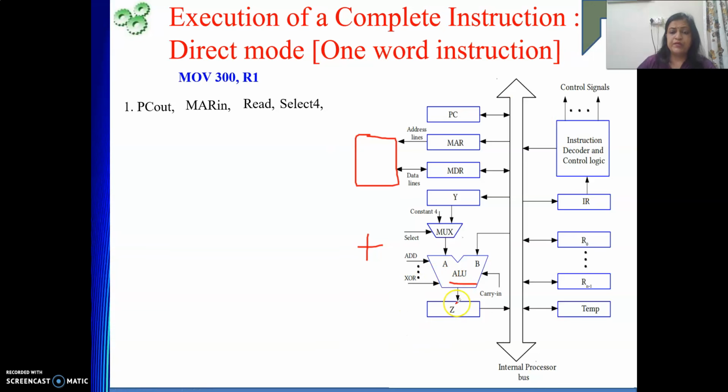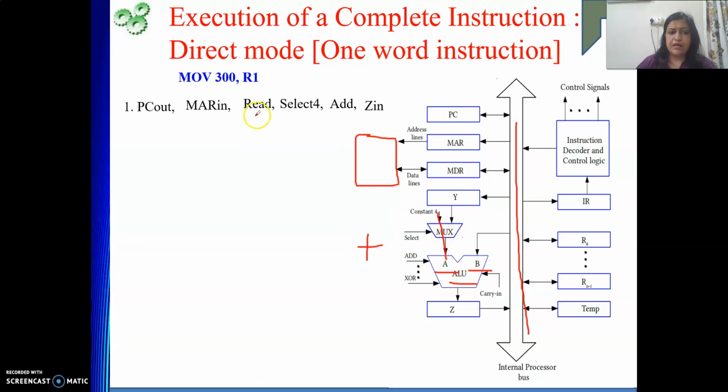When the ALU does it, it requires both inputs. Right now on the bus, the PC content is there. That means it is available on the B input. The next input is 4. That I will bring through the mask. How are we going to get this 4 into the A input? By choosing this select line. So select 4 will choose this constant 4 for the A input of the ALU. So add, then Z in.